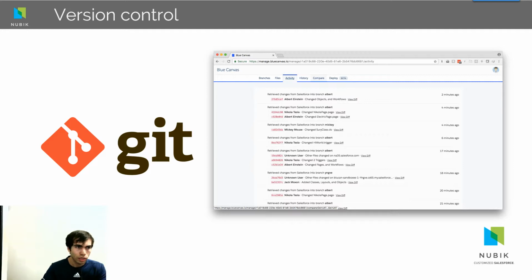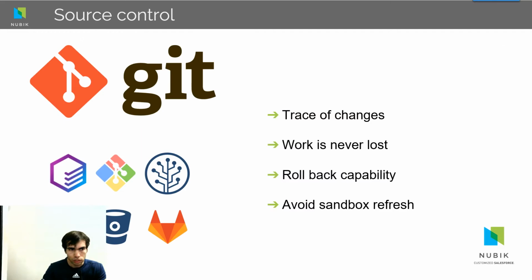So obviously, the use of version control comes with great features. For example, trace of change. Basically, since we are using it, whatever you do, you will have the possibility to go to Blue Canvas and see who did a change and when that change was done.